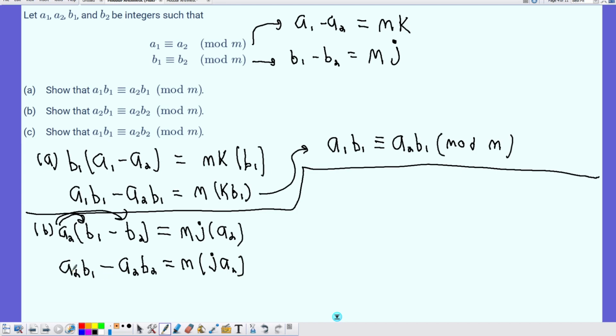And like we have done in the past, we have proven that since the difference of A2 times B1 minus A2 times B2 is a multiple of M, then we have our congruency. So we have shown that A2 times B1 is congruent to A2 times B2 mod M.